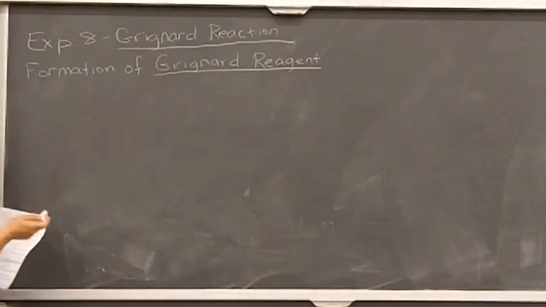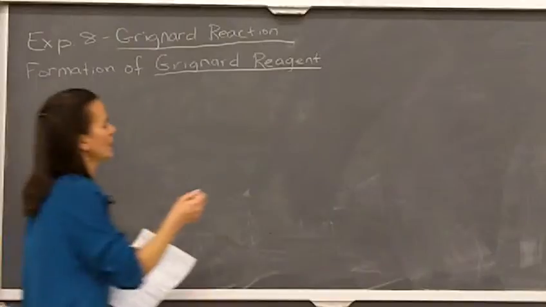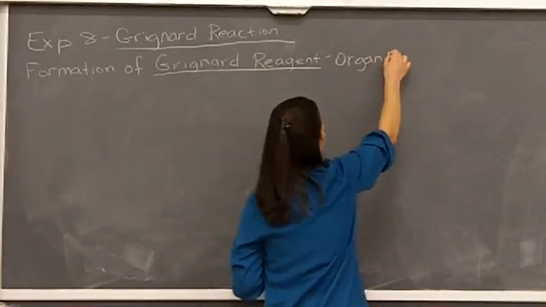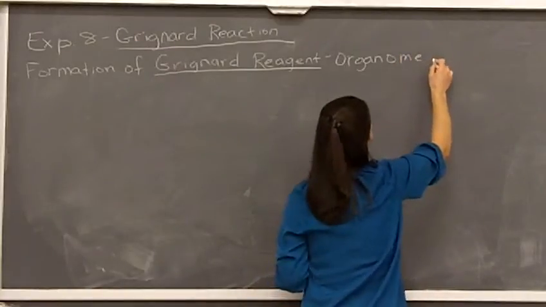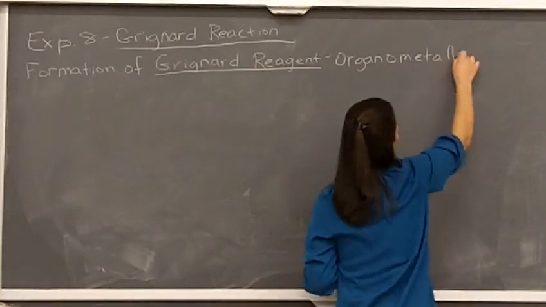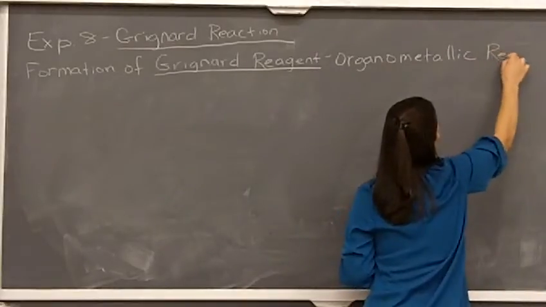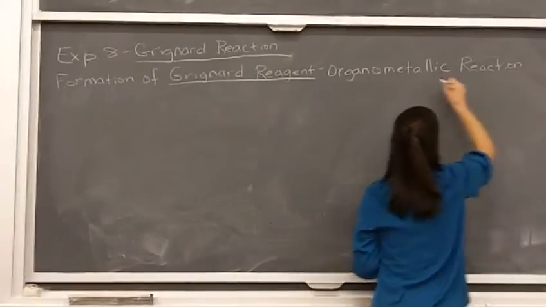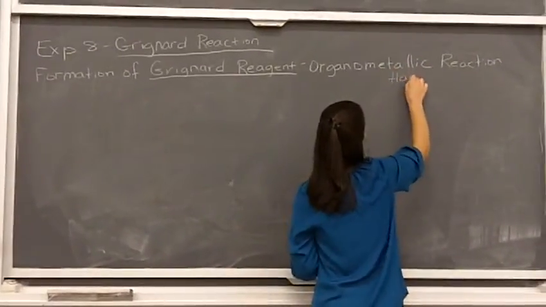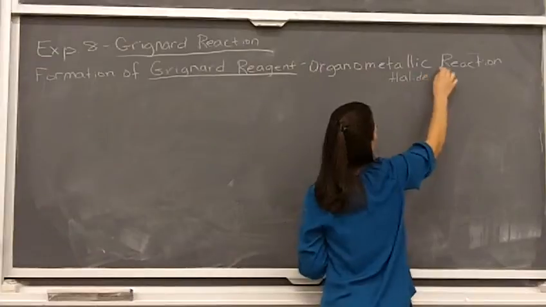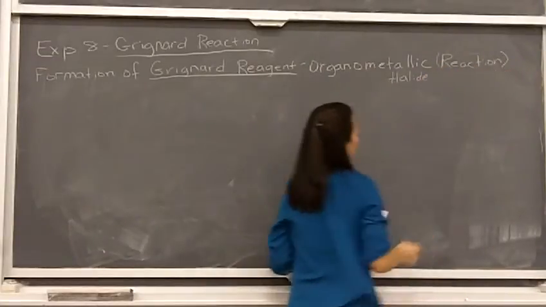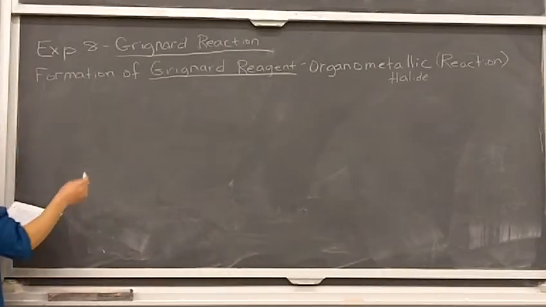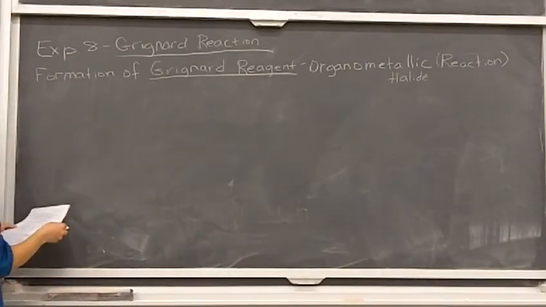So the formation of a Grignard reagent is an organometallic reaction. So we're going to involve organic chemistry with a metal. Our metal is magnesium. And our organometallic halide is our Grignard reagent. Okay? So overall, it's an organometallic reaction, but the formation of the reagent is the organometallic halide, or magnesium halide.